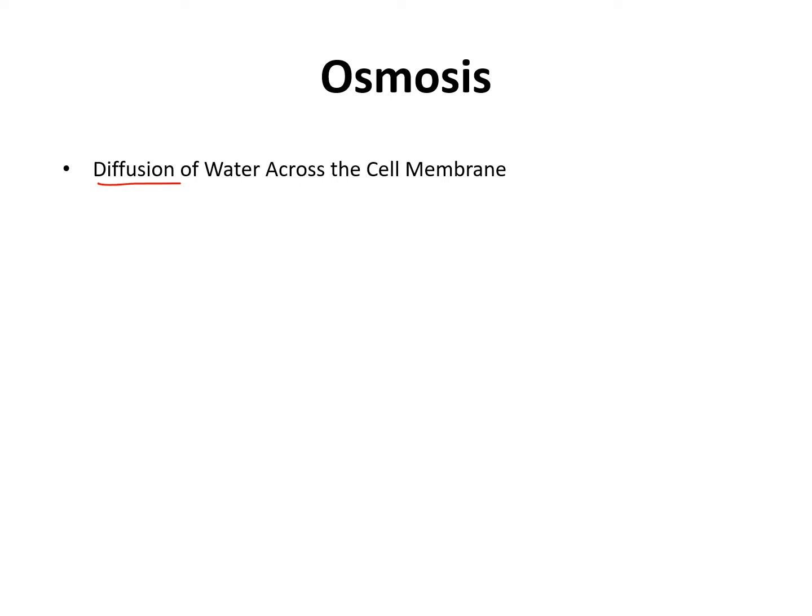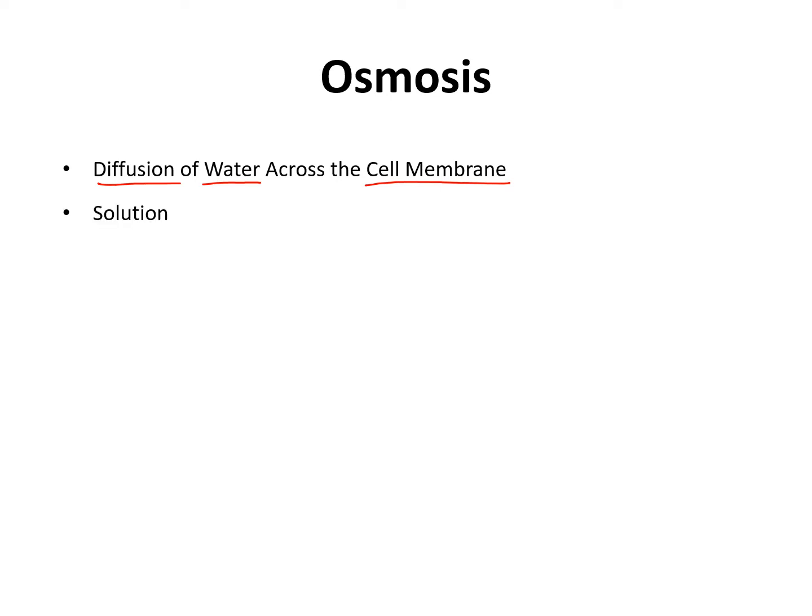Second important thing about this definition is it refers to water molecules only. So you're only talking about water molecules when you're referring to osmosis. And the last thing that is important about this definition is it's referring to the cell membrane. So for osmosis to occur, you have to have a cell membrane. So osmosis, the diffusion of water across the cell membrane. So you're basically tracking if water is going into a cell or going out of a cell.